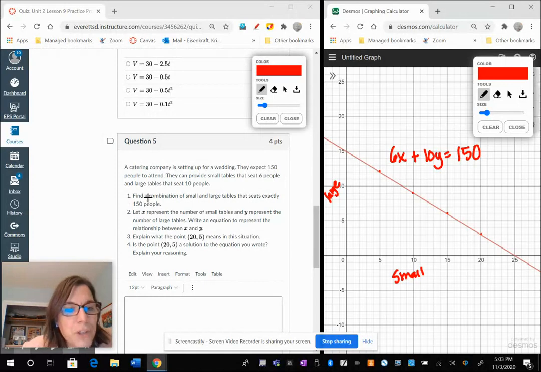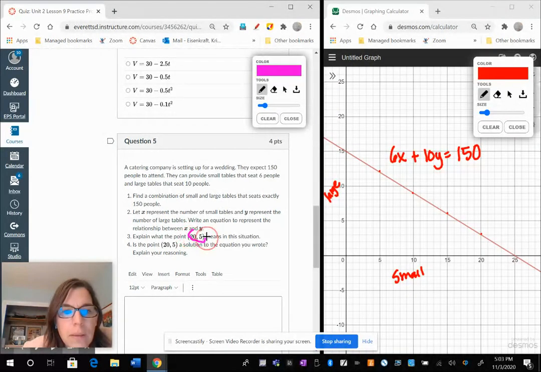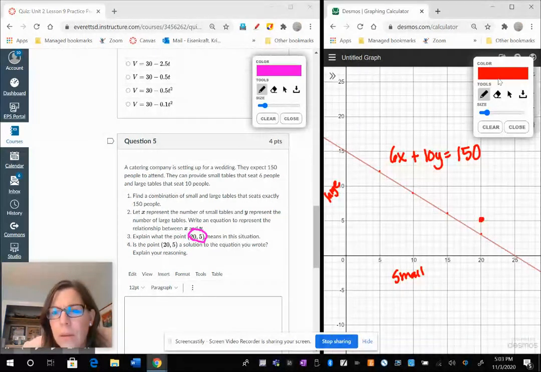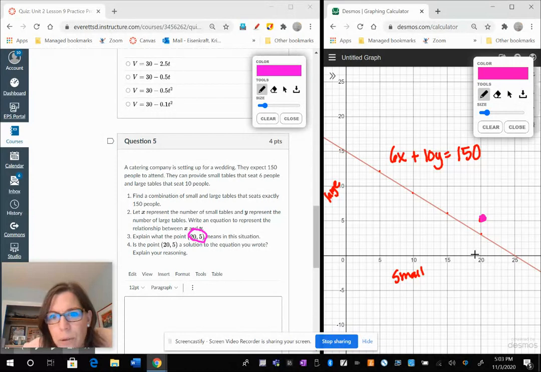Okay. So I answered number 1 and number 2. Now it says, explain what the point 20, 5 means. So it's asking you about this right here. What does that mean? Well, the point is right here. I'll make it also pink. It means 20 small tables and 5 large, because 20 is X, which is small, and 5 is large.